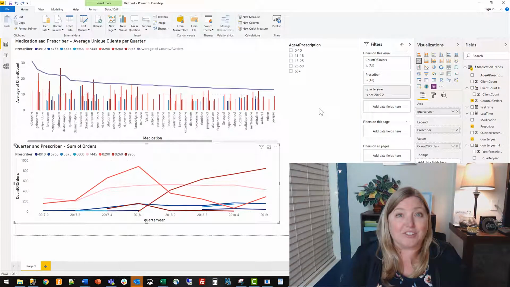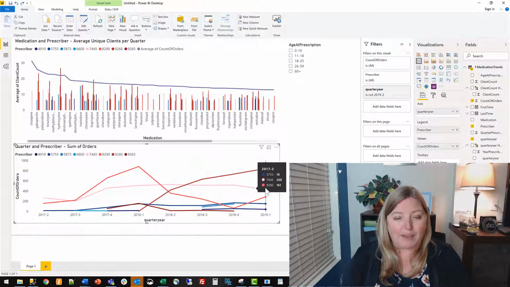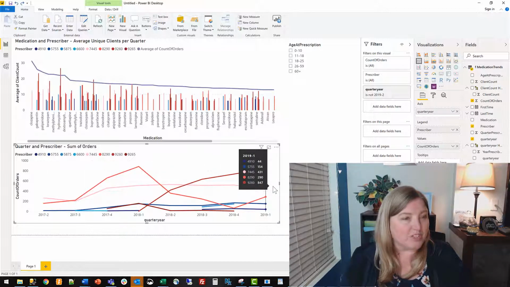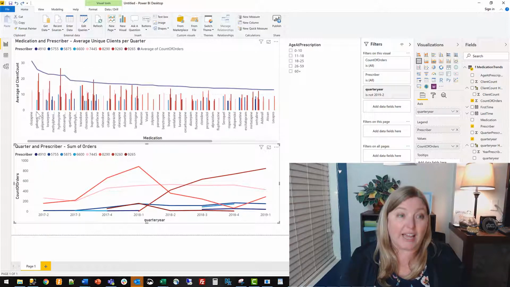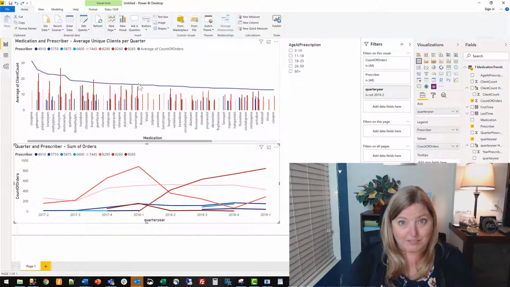This is just one way to look at medication trends, but I thought this was kind of interesting. What I have here are the medications over all of the time that this data set covers. And then down here, I have the orders showing up by the quarter in which they were ordered. This is individual unique clients who were prescribed a medication during a quarter, and then it finds the average of those. And this is the total orders made.